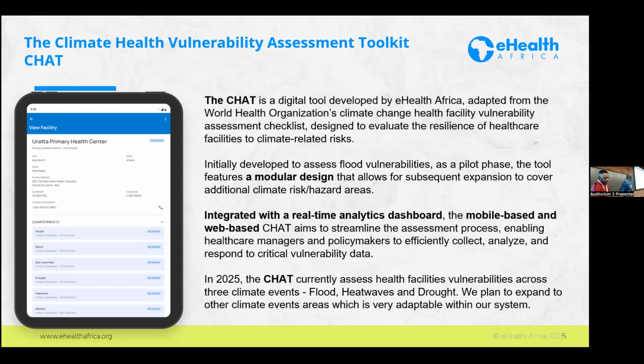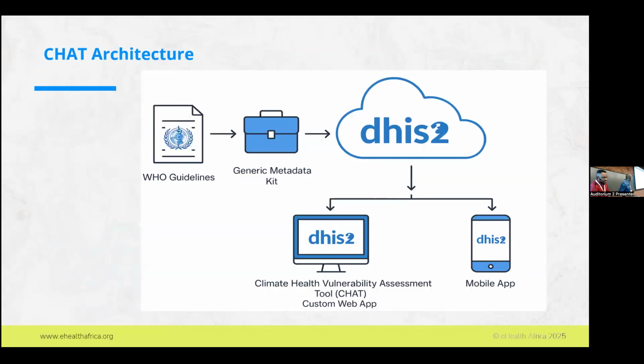So in 2025, that's about this year, we developed this solution to assess vulnerability across 3 climate events: flood, heat waves, and drought. So if this is applicable to any of the countries that experience this, then you could assess your health facility vulnerability across these 3. And we're working towards covering about 5 additional climate event areas as well, in the nearest future, most likely this year.